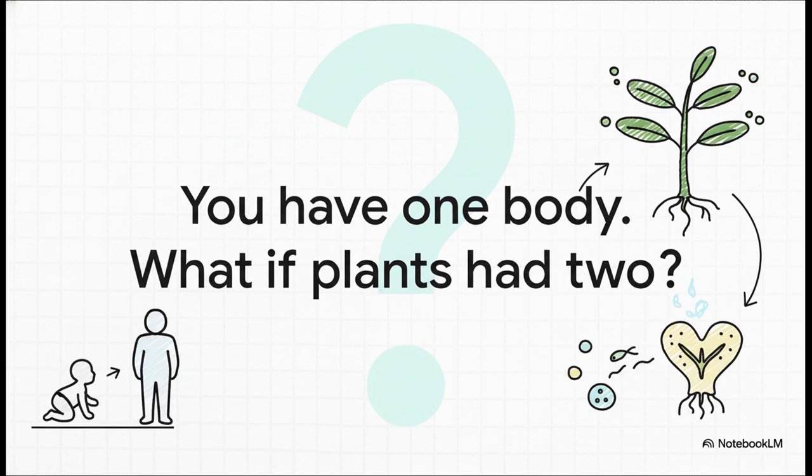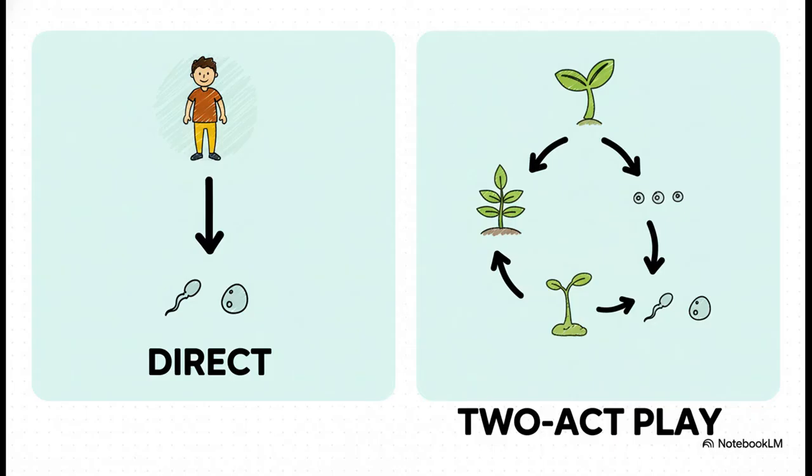You have one body. You go from a baby to an adult, and that's it. But imagine if, to complete your life cycle, you had to switch between two totally different bodies. Well, that's exactly what plants are doing all the time. All right, so let's break this down.